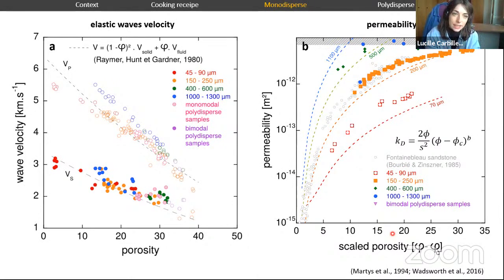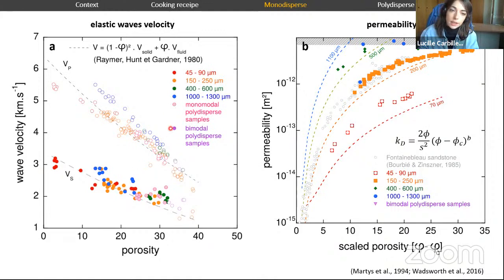So here you can see results obtained from measurements of wave velocity presented against porosity. So P waves and S waves. And what we see here is that the more porous the sample, the lower the wave velocity.